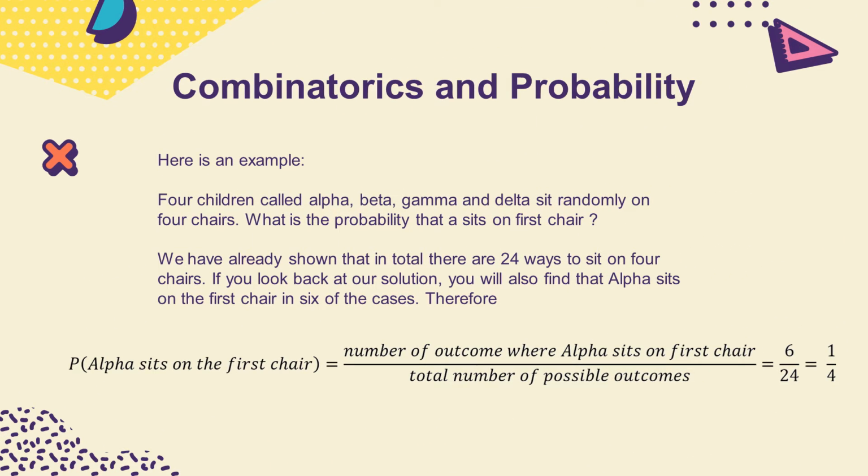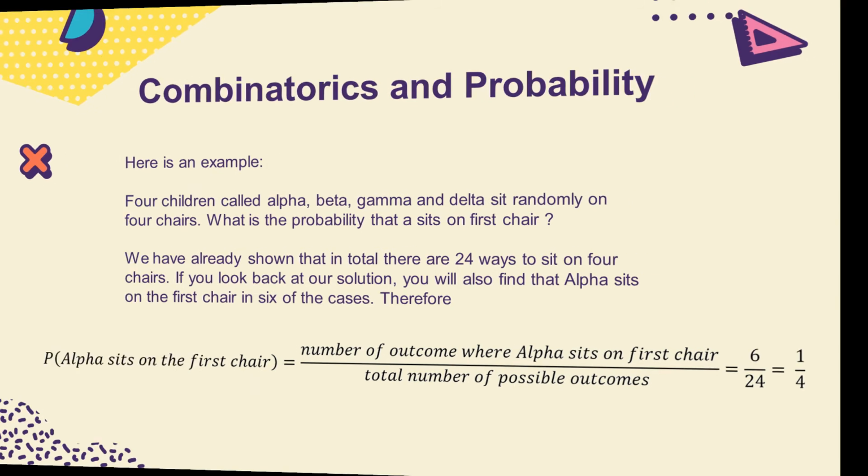Combinatorics and probability. Here is an example. 4 children called alpha, beta, gamma, and delta sit randomly on 4 chairs. What is the probability that alpha sits on the first chair? Solution. We have already shown that in total there are 24 ways to sit on 4 chairs. If you look back at our solution, you will also find that alpha sits on the first chair in 6 of the cases. Therefore, the probability that alpha sits on the first chair is equal to the number of outcomes where alpha sits on the first chair divided by the total number of possible outcomes. This gives 6 by 24, which is equal to 1 by 4.